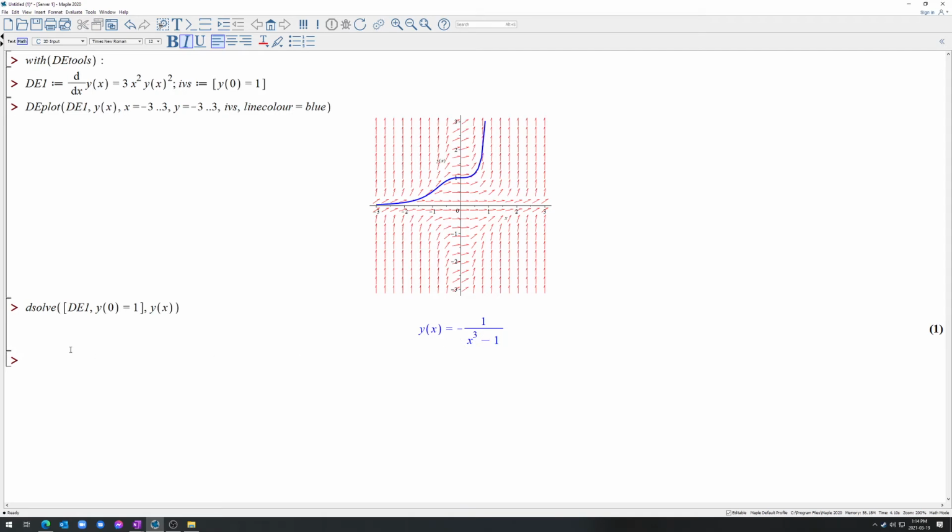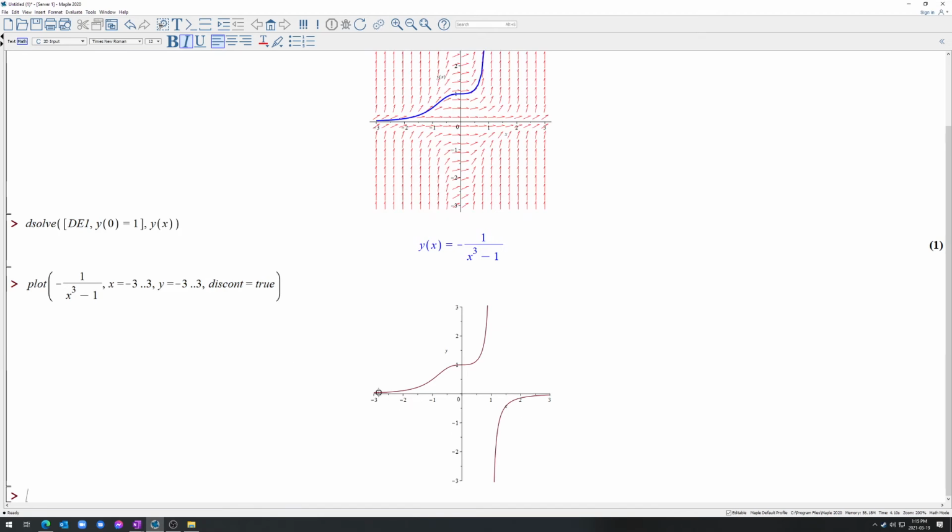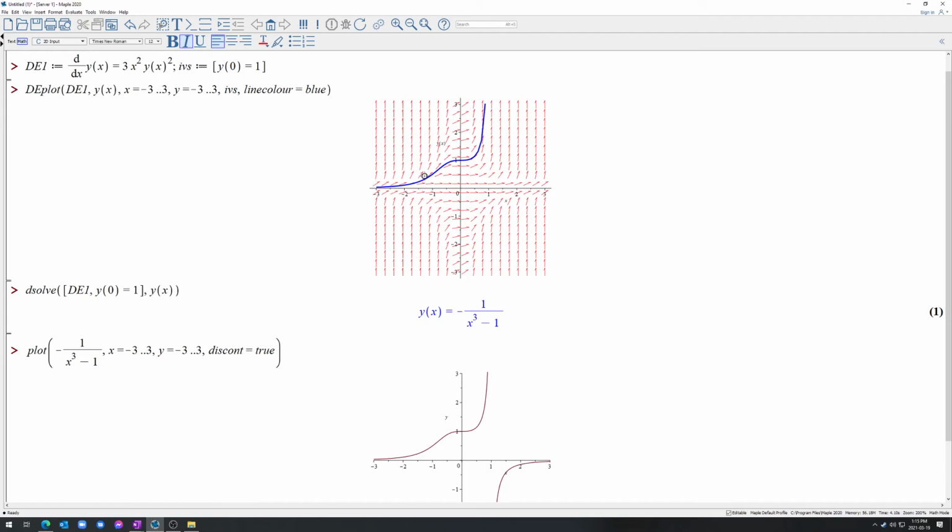Let's see what the graph of that function looks like. We'll plot that over the exact same window, x equal negative 3 to 3 and y equal negative 3 to 3. And I know there's going to be a discontinuity when x equals 1, so I don't want to actually graph that vertical line. Well, there we go. That is exactly the same curve that our solution should take if it is following our direction field.